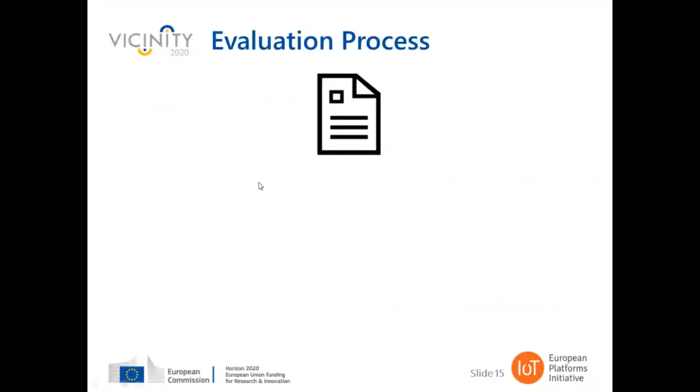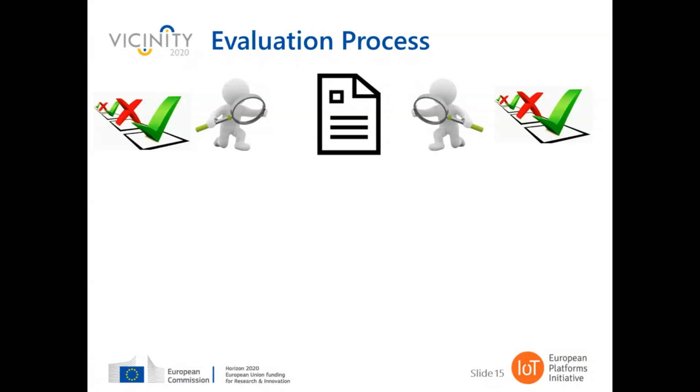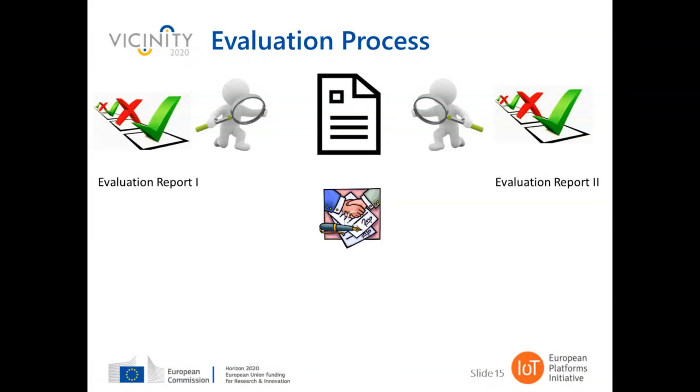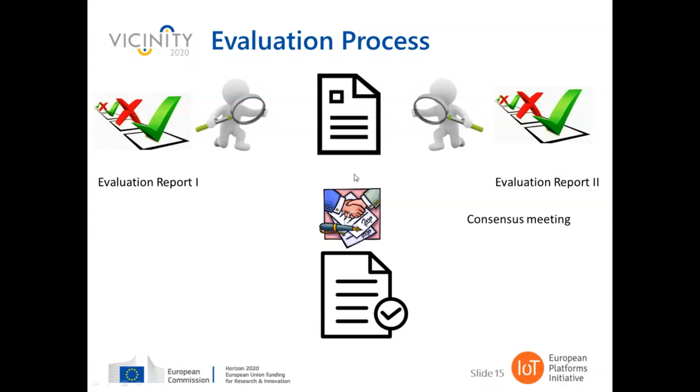And regarding the evaluation process, we have organized it as follows. Each proposal will be evaluated by two evaluators. They will provide two evaluation reports separately, evaluation report one and report two. Then they will have a consensus meeting in which they discuss the score and agree on the consensus report. At the end, the proposer will see this last report, the consensus report, which provides the score to the participants. We will send the evaluation report to all participants, and with this score, we will create the ranked proposal list.